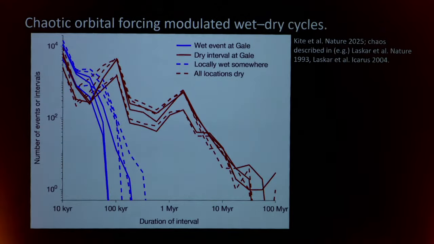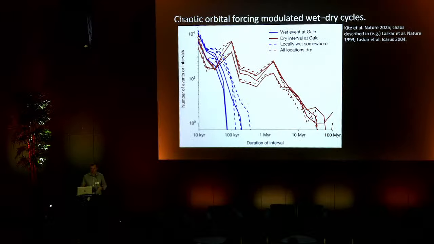So what does this mean in terms of the duration of wet episodes and the duration of dry episodes? Here the blue lines correspond to the duration of wet episodes and the red lines correspond to the duration of dry episodes. This is only considering the last 3.5 billion years. I don't think this is necessarily a good model for the value network era, which predates 3.5 billion years.